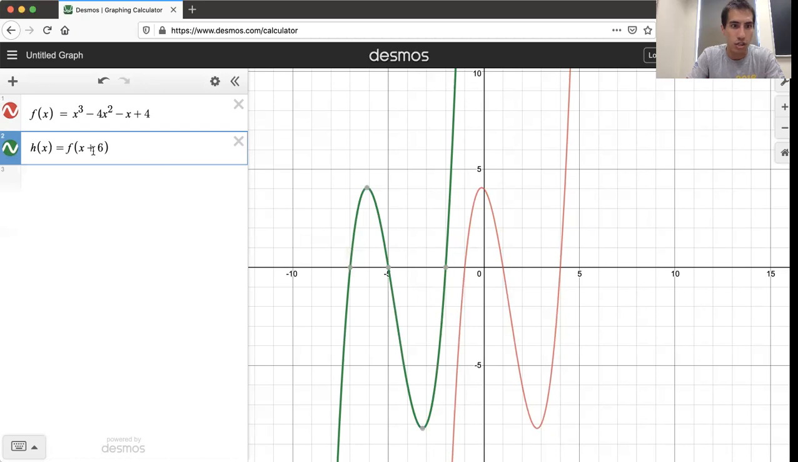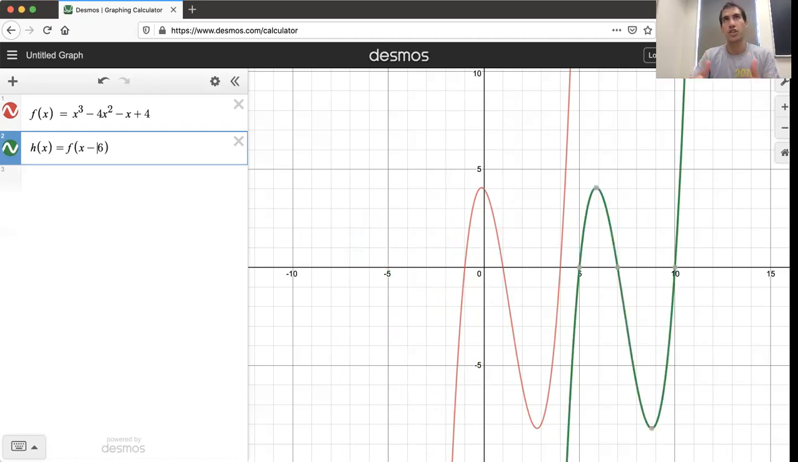And you can see if I change this to a minus instead of a plus, it's going to shift to the right by 6. Or you can think of it as shifting to the left by -6. Okay, so these are the ways to shift a function.